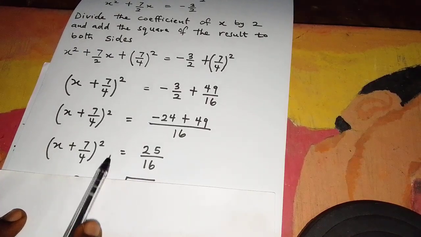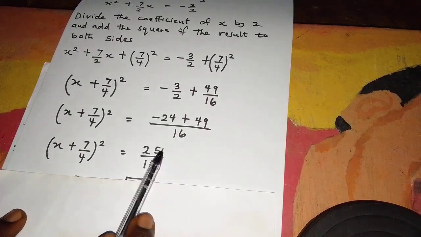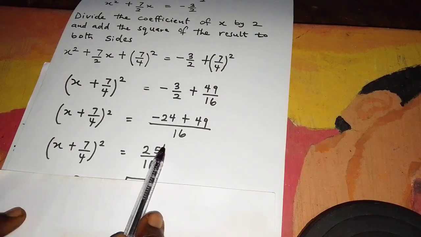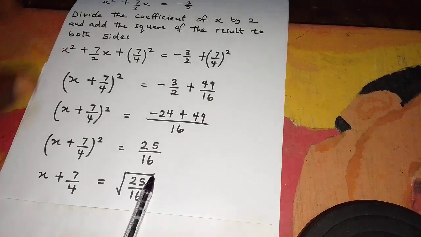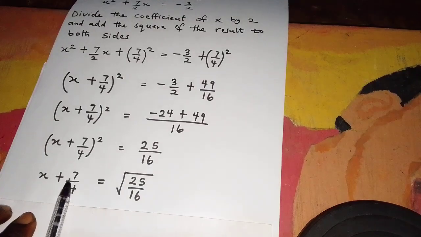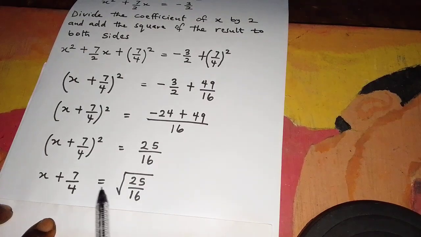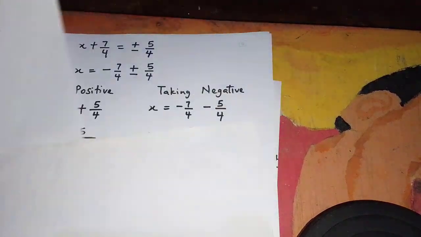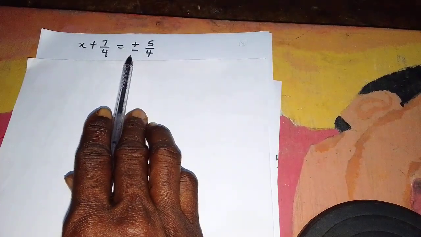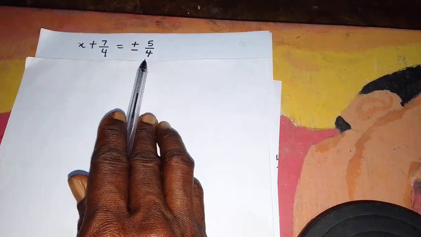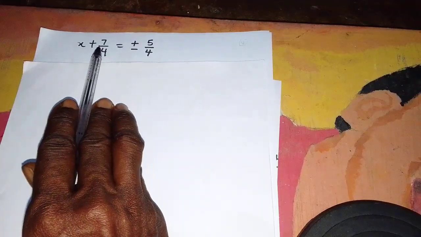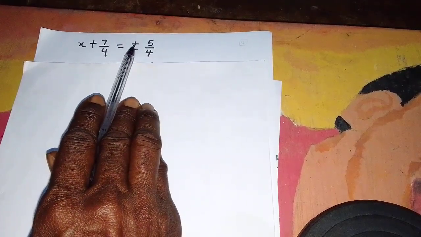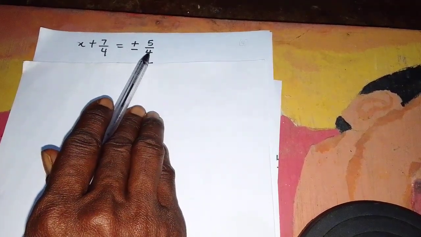So this square, you now make it come to this other side. Whenever you bring it to this other side, it becomes a square root. So you now have x plus 7 over 4 equals the square root of 25 over 16. So when you find the square root of 25 over 16, you are going to get plus or minus 5 over 4. So you now have x plus 7 over 4 equals plus or minus 5 over 4.